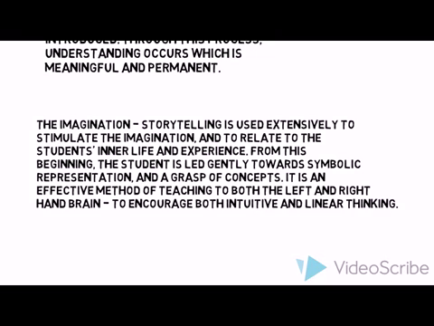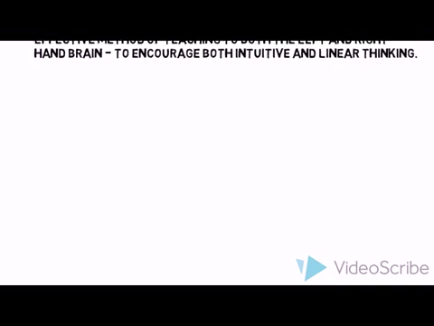The imagination. Storytelling is used extensively to stimulate the imagination and to relate to the student's inner life and experience. From this beginning, the student is led gently towards symbolic representation and the grasp of concepts. It is an effective method of teaching to both left and right-hand brain to encourage both intuitive and linear thinking.